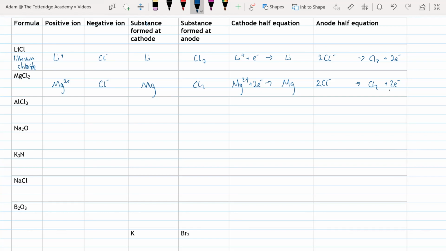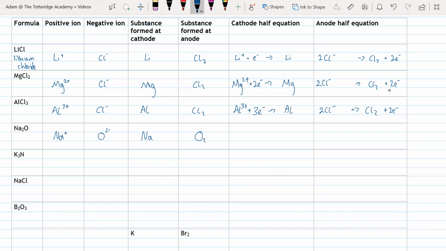So I'm going to do these quite quickly. Al3+, I've still got Cl minus, I'm going to form Al and Cl2, so Al3+, and in this case I'm going to have 3 e minuses forming Al. And again, this is going to be identical on that side. For Na2O, I've got Na+ and O2 minus. I'm going to form Na, and I'm going to form O2.